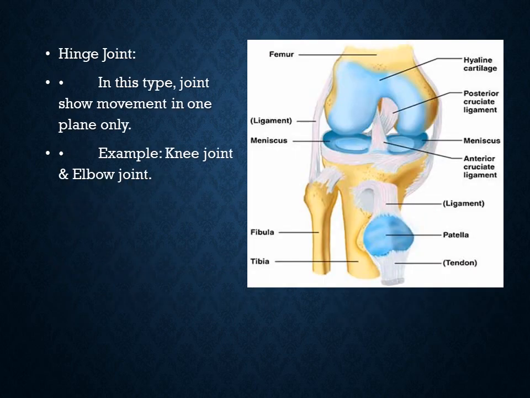Now let's start the hinge joint. In this type, joints show movement in one plane only. The examples are the knee joint and the elbow joint. They are showing here the knee joint.